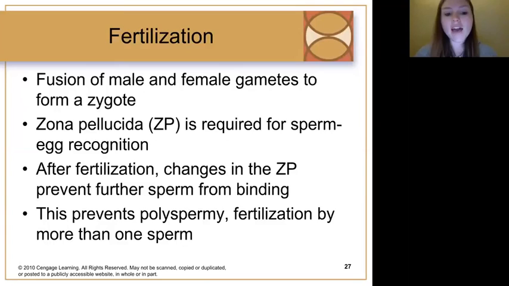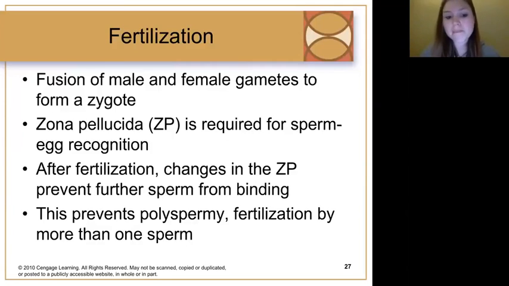After fertilization, the changes in the zona pellucida will prevent further sperm from binding. So when that first sperm comes into contact with the zona pellucida, it will actually cause changes in that sperm that allow it to fertilize the egg. And then once that happens, the zona pellucida changes so that further sperm can't bind.